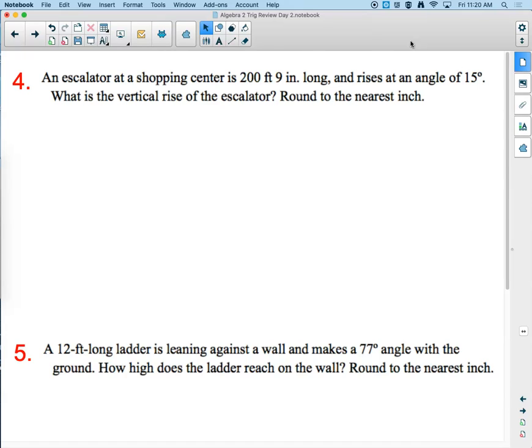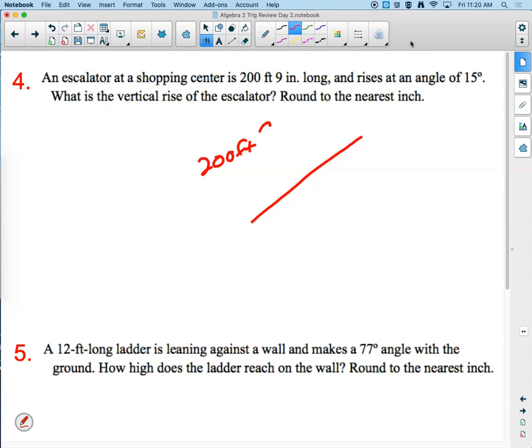An escalator at a shopping center, so they look like that, is, almost wrote 20, oh, it's 200 feet 9 inches long. Now, I already don't like that because the labels don't match, but let's wait and see what they want the answer in. And it rises at an angle of 15 degrees. So that means from the ground to the top of the escalator, it's 15 degrees. Definitely not to scale. None of the pictures that we're going to see today are to scale. That is not 15 degrees, but I'm just going to label it that.